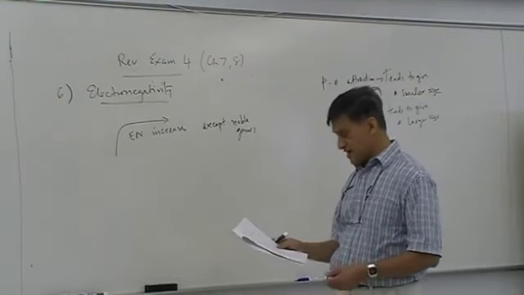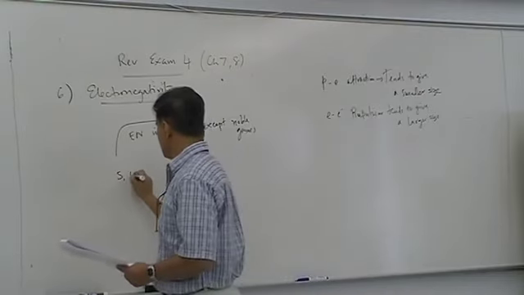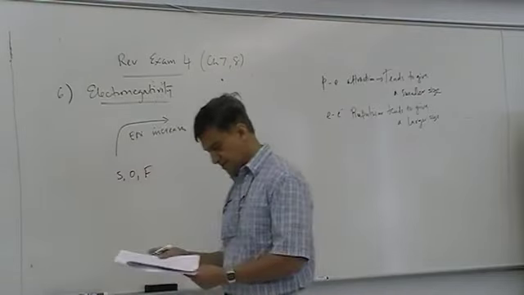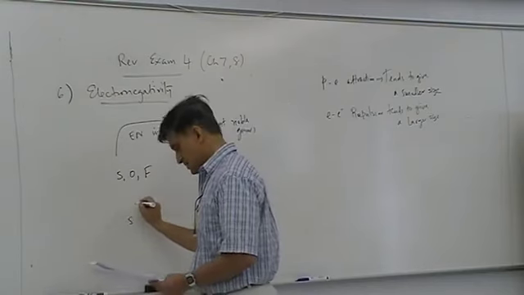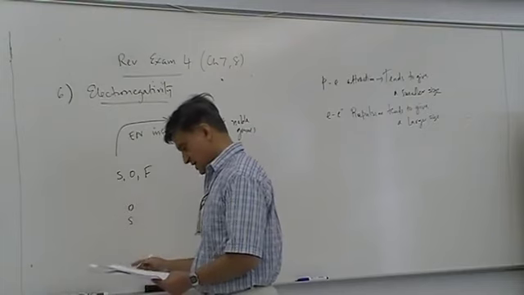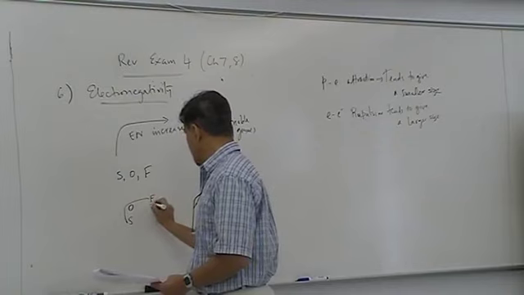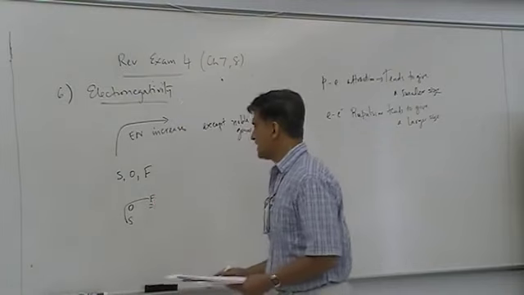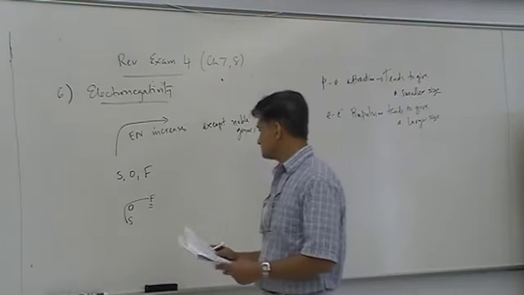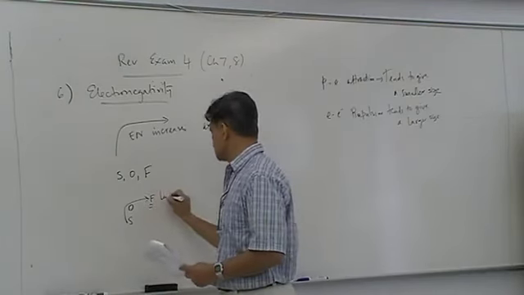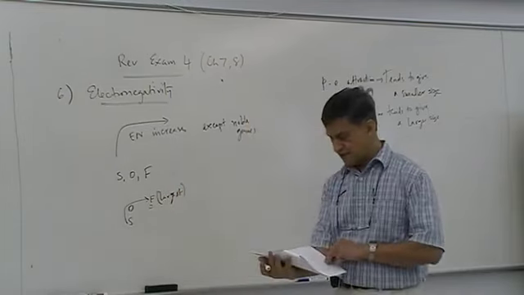What kind of question may I ask you? I may ask you like sulfur, oxygen, fluorine. Which one is most electronegative? Sulfur is somewhere here in the periodic table, and then you'd have oxygen, and then fluorine would be towards the right. So obviously fluorine would have the largest electronegativity. These are the qualitative types of questions you have, where you don't need to calculate anything.